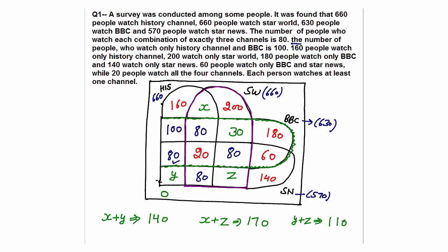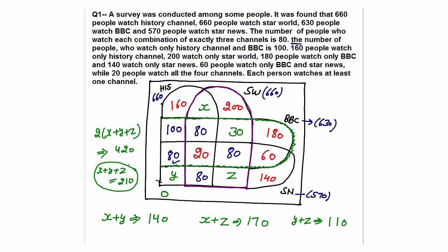Now you got X plus Y, you got X plus Z, you got Y plus Z. If you add all the 3, you will get twice of X plus Y plus Z, and this will be equals to 420. So you will get X plus Y plus Z as 210. Now we can calculate the value of X as well as Y as well as Z.